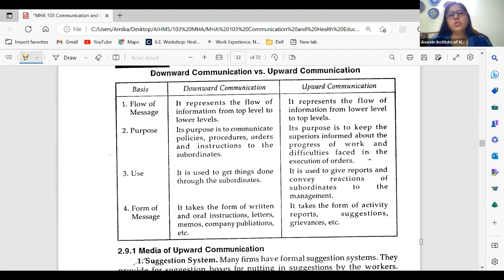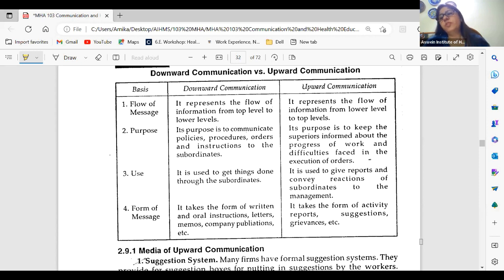How it is used? Downward is performance specific. When the management wants to get things done through subordinates, in that case downward communication is used. Whereas in upward, mostly the lower staff share their progress. Forms of messages: in downward, it is mostly orders, letters, memos, or company publications, like we have just discussed, reports, schedules, action plans. These are the things which are communicated in downward communication.